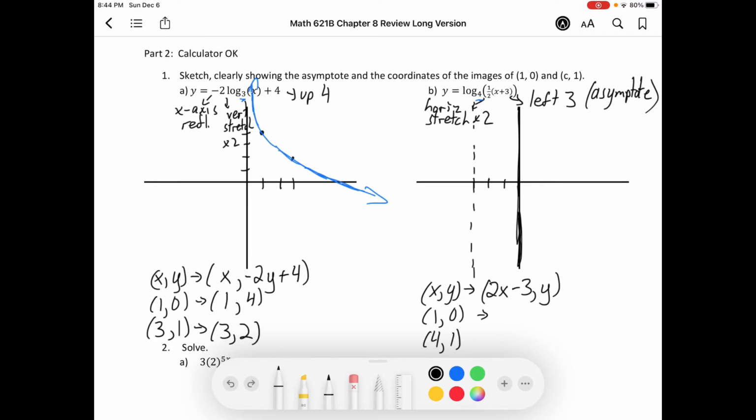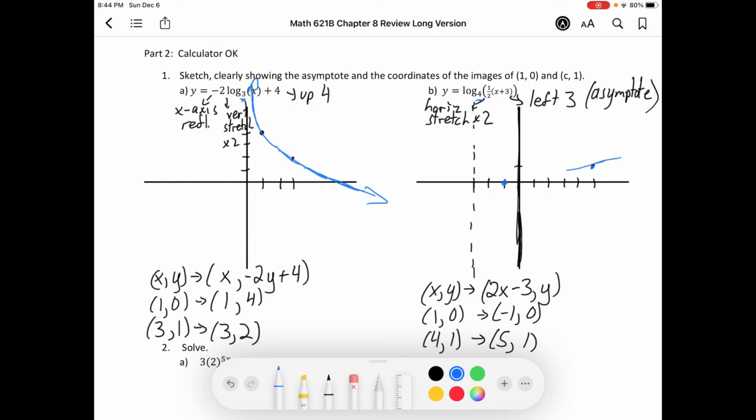Let's transform all of this. So 2 times 1 is 2, minus 3 is negative 1, and 0. And the other one's going to be 2 times 4 is 8, minus 3 makes 5, 1. Okay, let me go and plot those points. Negative 1, 0. 1, 2, 3, 4, 5, 1. There we go. There's our other point.